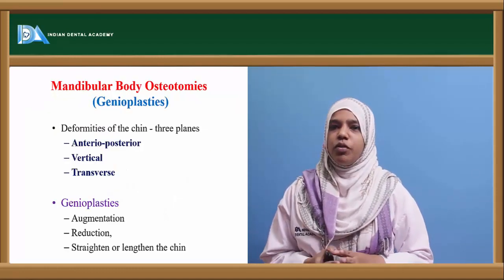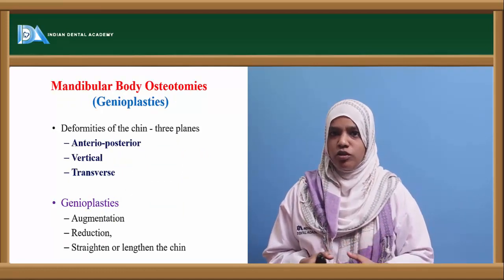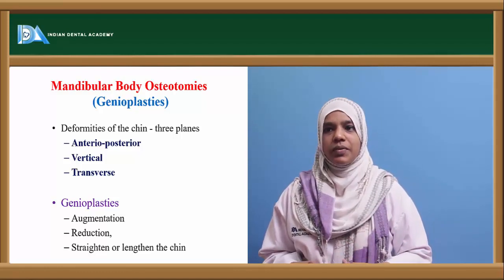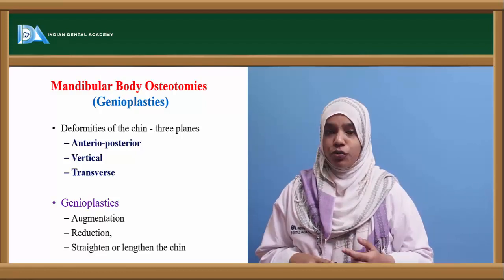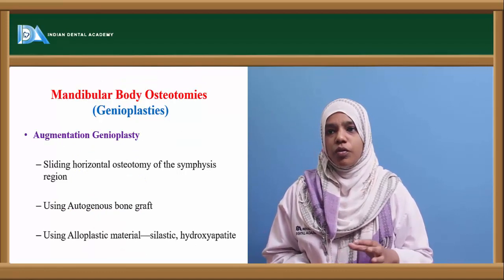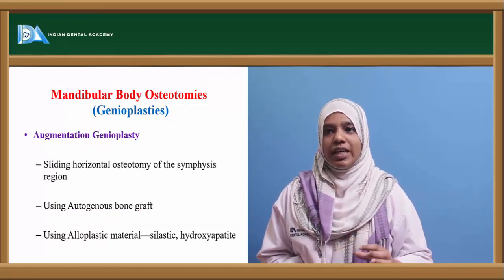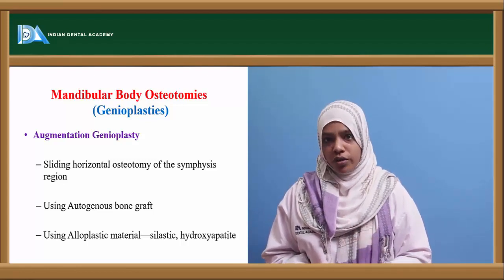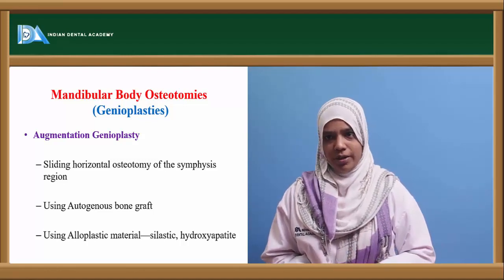Now, let's move on to the genioplasty procedure. Any deformity in the chin has to be addressed in 3 planes, that is anteroposterior, vertical as well as transverse. Thus, genioplasty can be done either to augment, to reduce, to straighten, or to lengthen the chin. Now, in case of augmentation genioplasty, you could do a sliding horizontal osteotomy of the symphysis region, or you could use an autograft to augment, or an alloplastic material like silicone or hydroxyapatite.